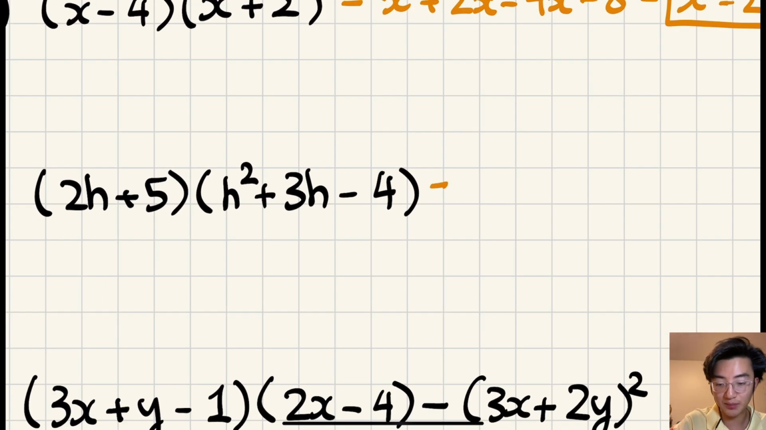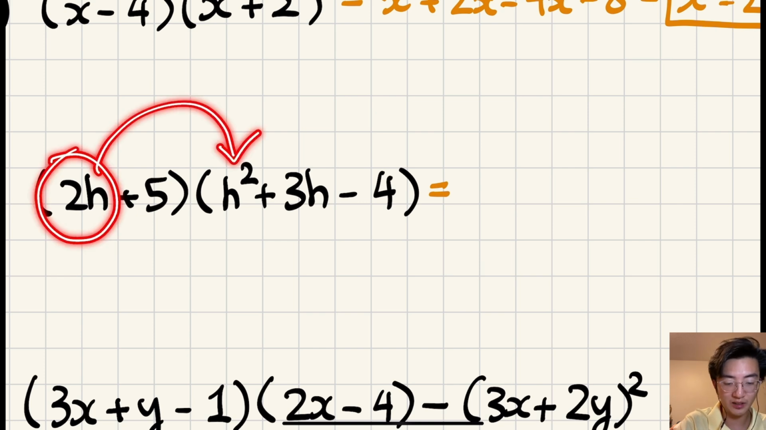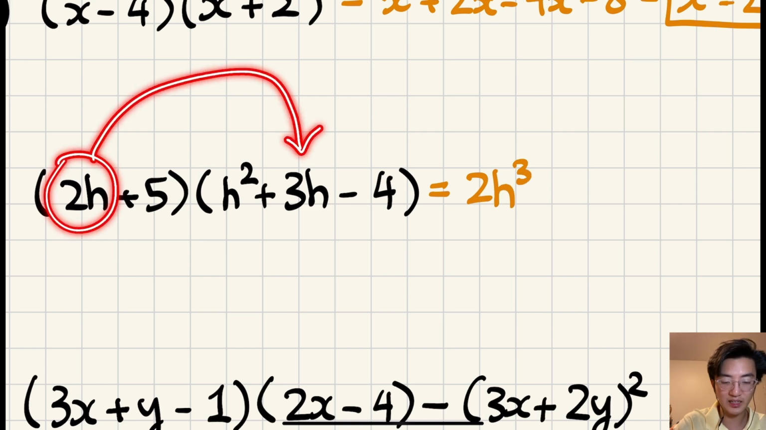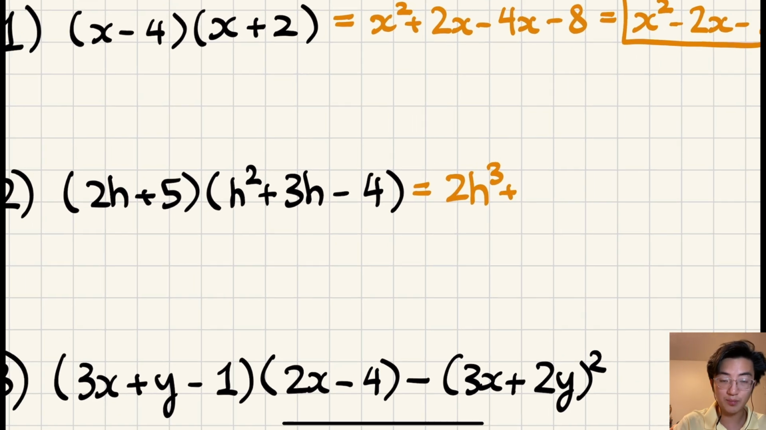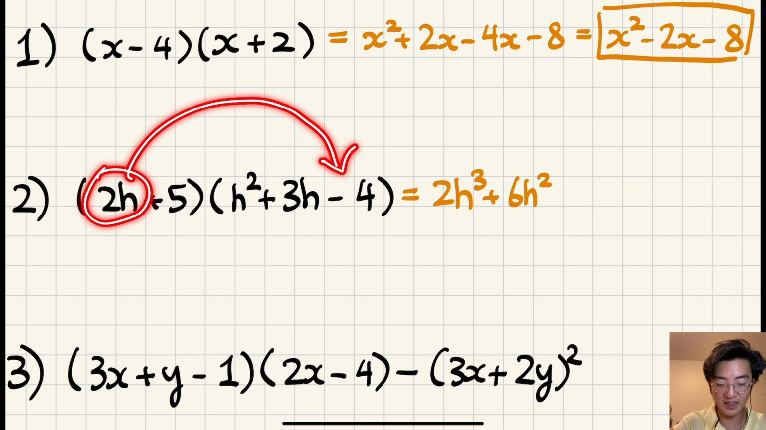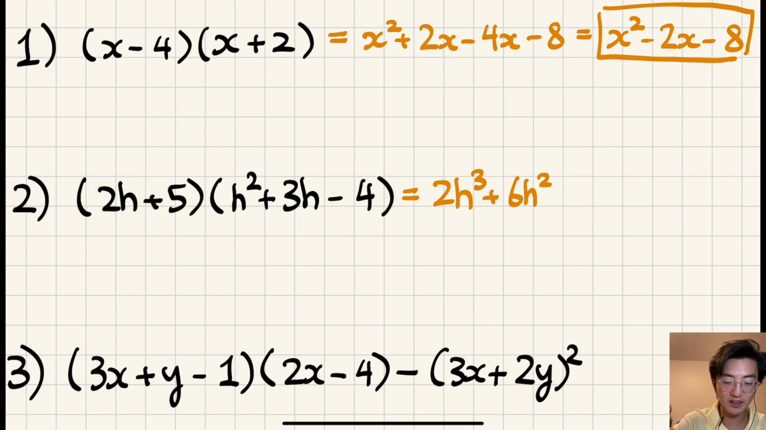So in the second example here, once again, we take the first term and multiply it to the first term. So 2h times h squared is 2h cubed. Then first term to the next term. So we have 2h times 3h, getting us 6h squared. 2h times, oh look at that, negative 4. Remember the negative sign. So 2h times negative 4 is negative 8h. That's a weird one to say.